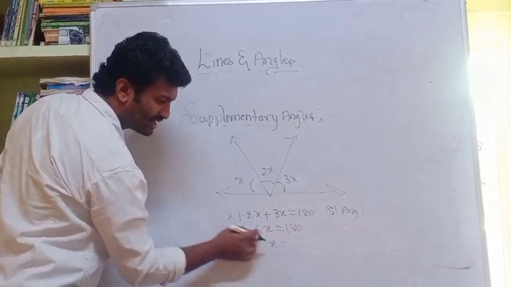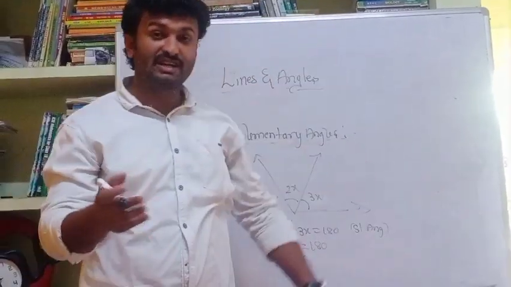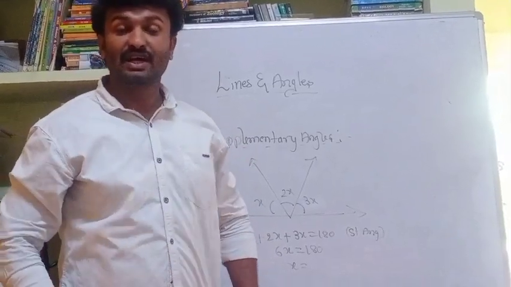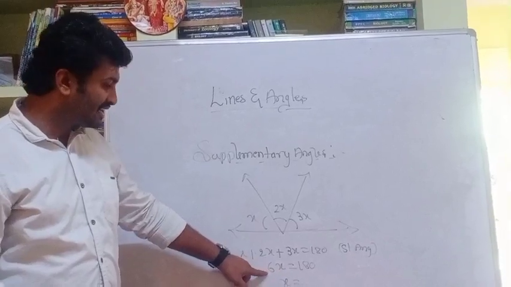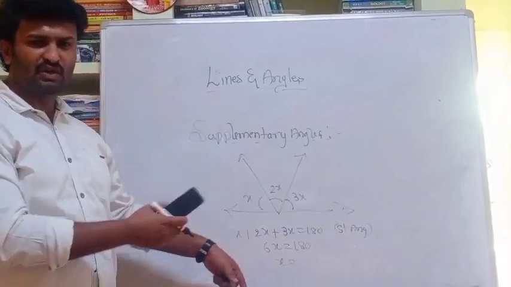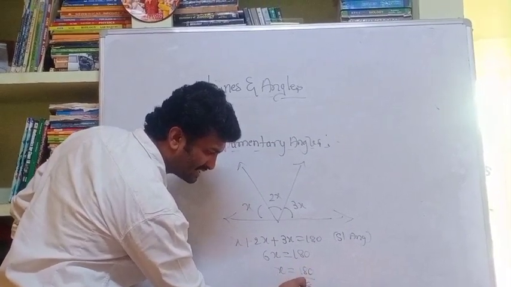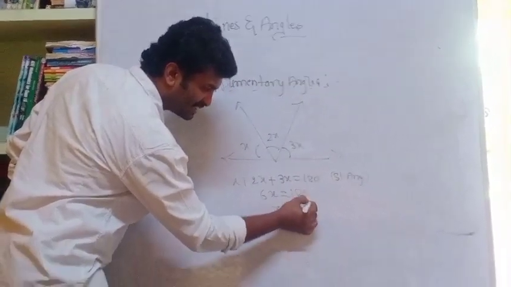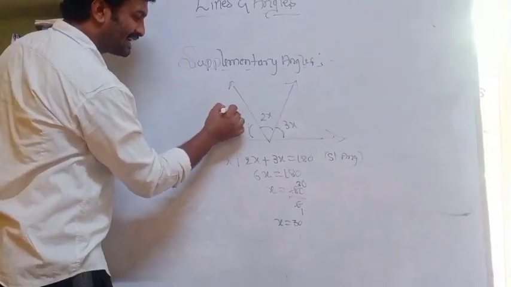Then x equals, where does the 6 go? To the denominator. Last year in 8th standard we discussed linear equations in one variable. The 6 goes to the denominator, or else we divide by 6 on both sides. 180 divided by 6: 6 threes are 18, zero as it is. x equals 30 degrees.